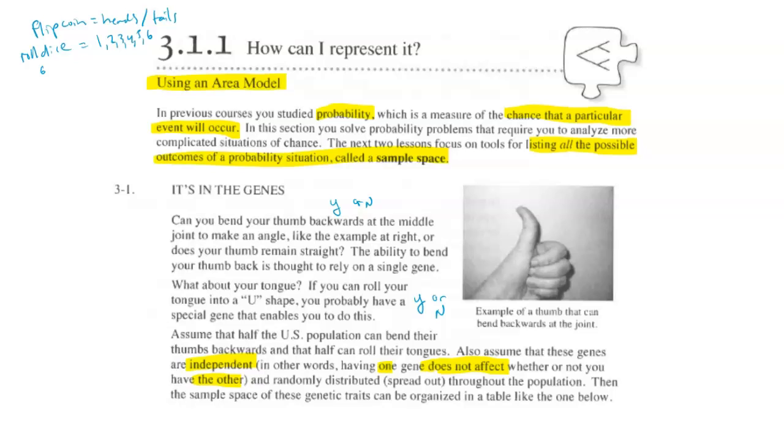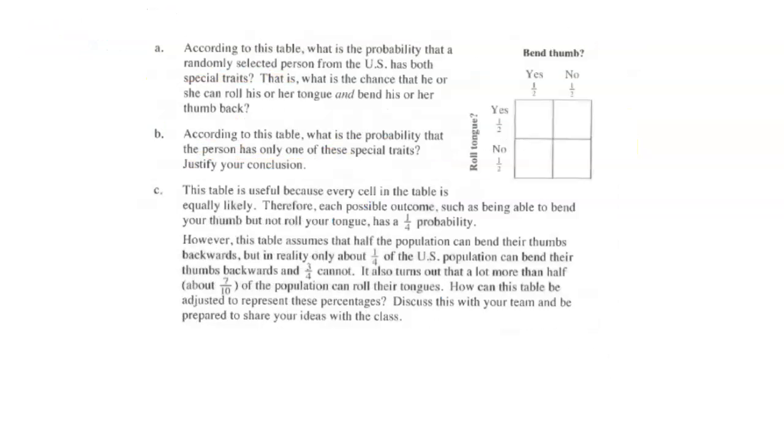So how I would set up my area model would look like this. I have two things to look at. Can I bend my thumb? Two possibilities, yes and no. Can I roll my tongue? Again, two possibilities, yes and no. Notice that if you add these two fractions together, 1/2 plus 1/2, it gives you 2/2, which is 1. And 1 in terms of percentages is 100%.